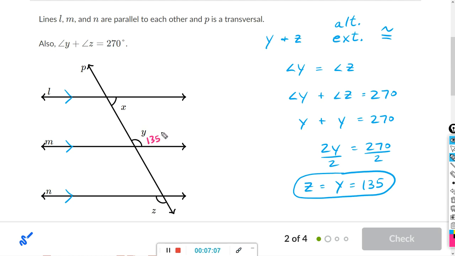So if this is 135, this one's going to be 180 minus 135. And that's going to equal 45. Final answer.